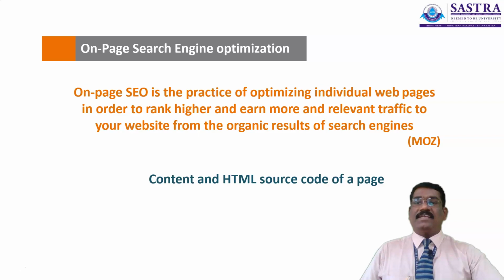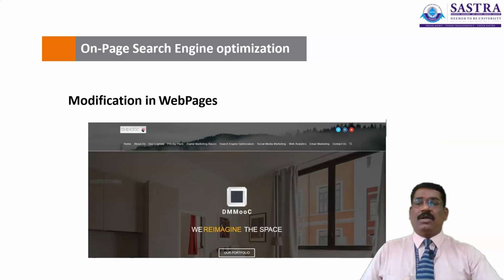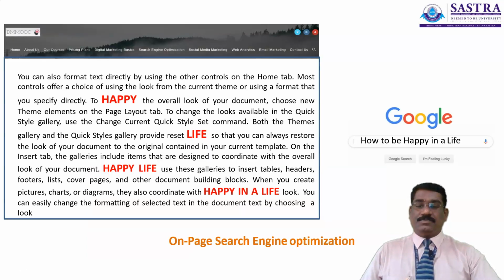Let me give you one example. You would like to insert relevant keywords into your web page that your prospects or customers usually type in the search engine to find your website. It is an example of on-page SEO. Similarly, you would like to insert a few images and videos into the web page with an aim to increase the richness of the content. It will be on-page SEO because you are doing something with the web pages.